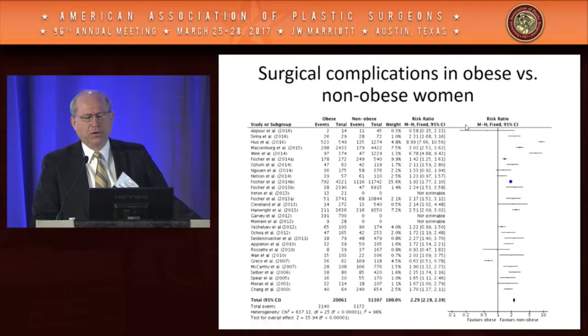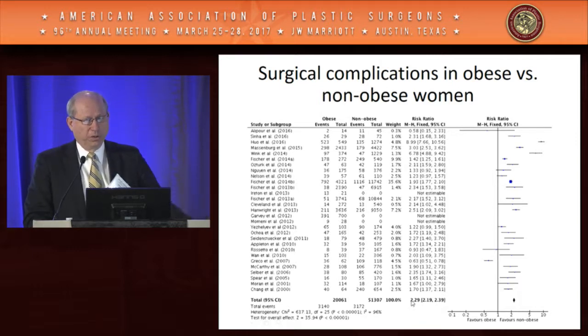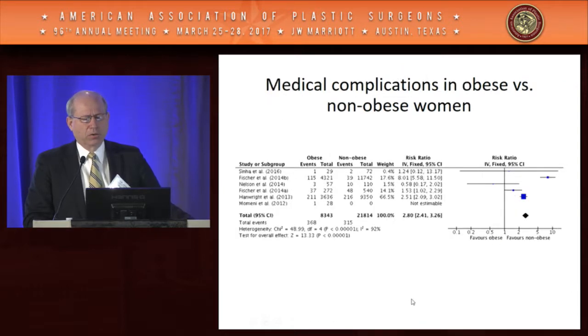And then this is a standardized risk calculation. So for each study, the size of the blue box is related to the size of the patient population, and then the arrows show the confidence intervals, and then down at the bottom shows what the aggregate is. In this case, surgical complications in obese versus non-obese women for breast reconstruction, the relative risk is 2.29, so twice the risk. And if you look at medical complications, again, down at the bottom, this is going to be 2.80, so almost 3 times the risk for medical complications.